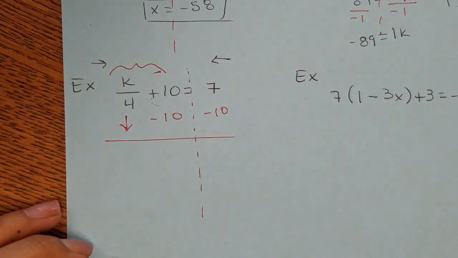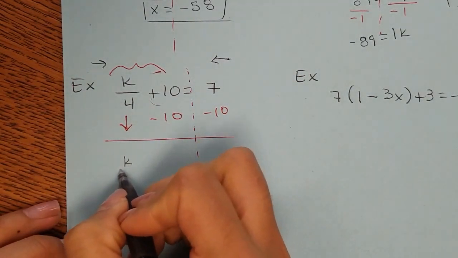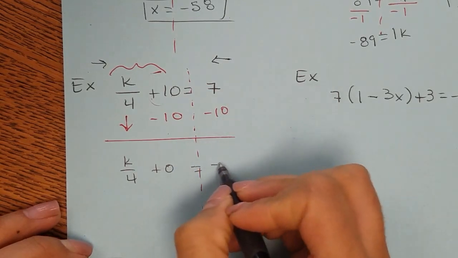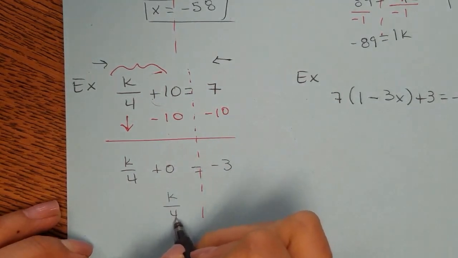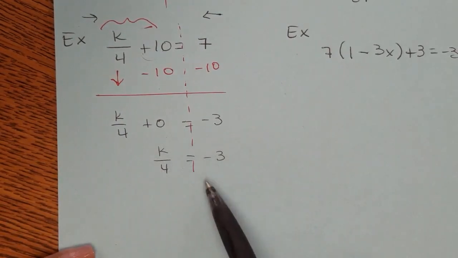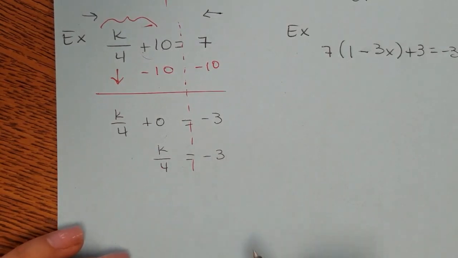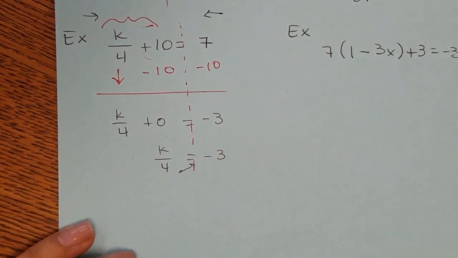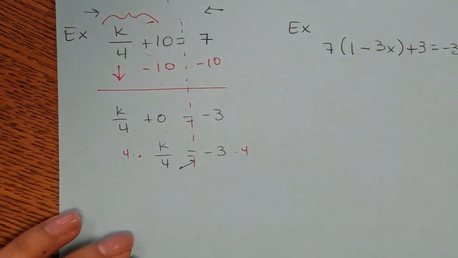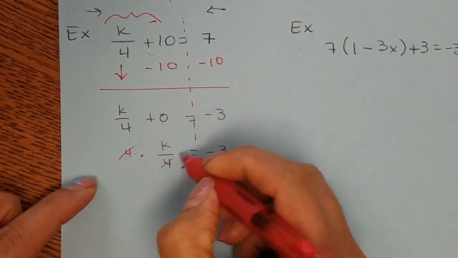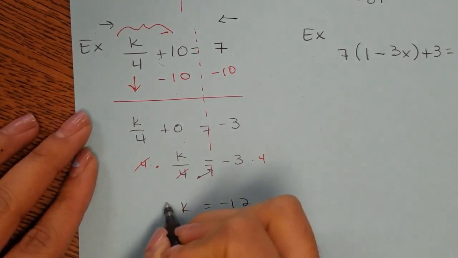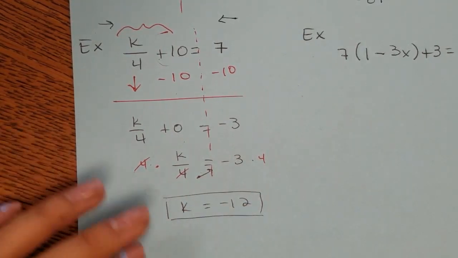This is just going to come down here. So you're left with k over 4. 10 minus 10 is 0. 7 minus 10 is negative 3. And I'm just rewriting it so you can keep track of what's going on here. In order to get rid of this, you can multiply both sides by 4 or cross multiply that up there. Multiply 4 here and here so that you're left with 4 over 4 is 1. So you're left with k is equal to negative 12. That's all we're doing here.